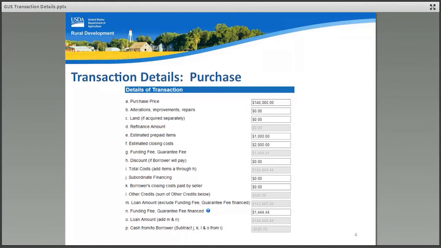And P, cash from or to the borrower. GUS will calculate the total loan amount, other credits, subordinate financing, and seller-paid costs to determine if the borrower must bring cash to closing or if they will receive cash back at closing. When money is due from the borrower at loan closing, GUS will deduct this amount from cash reserves. Money due to the borrower at loan closing must coincide with the amount of money from their own funds that the applicant has contributed to the loan transaction. Money returned to the borrower must also be for eligible loan purposes, as indicated in 3555.101B.